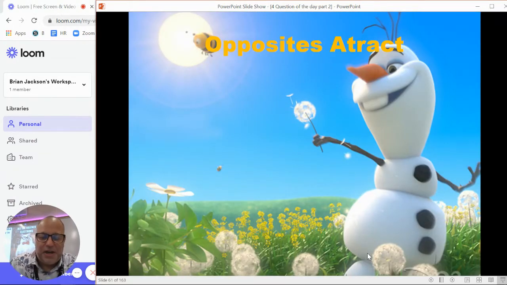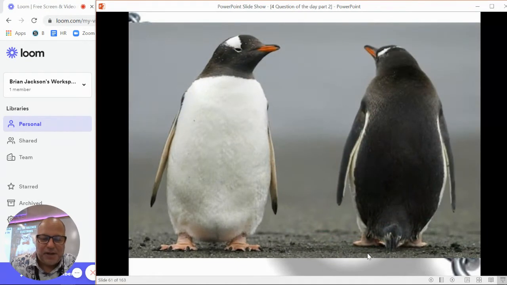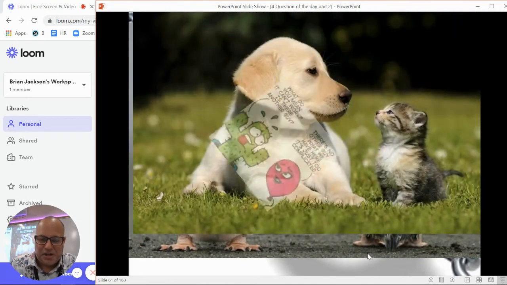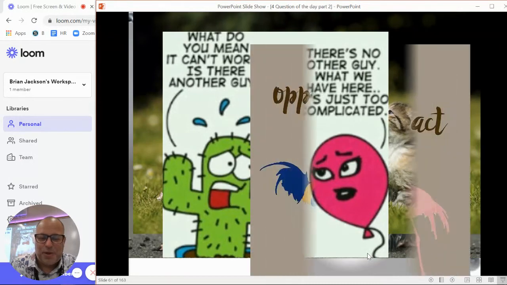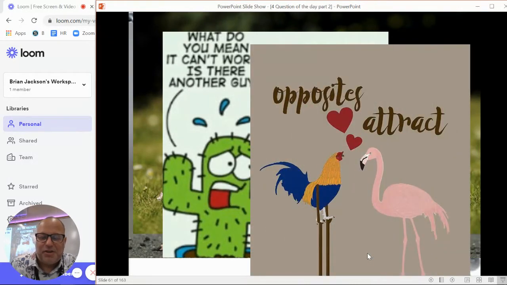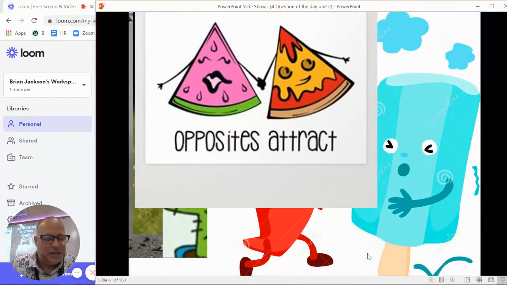So for ionic bonding, opposites attract, right? Just like a snowman in the winter, just like positive and negative magnets, like black and white, like cats and dogs, like, I don't know, balloons and cactuses. That seems weird, right? Opposites attract each other, just like in the real world, in the atomic world it's the same thing. Pizza and watermelon. Are they friends or not?